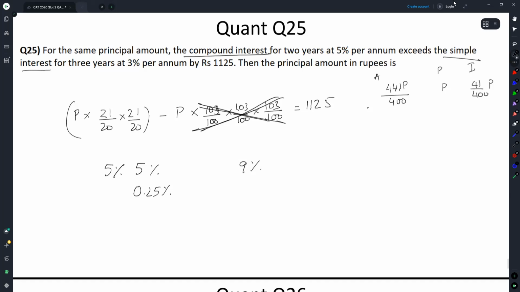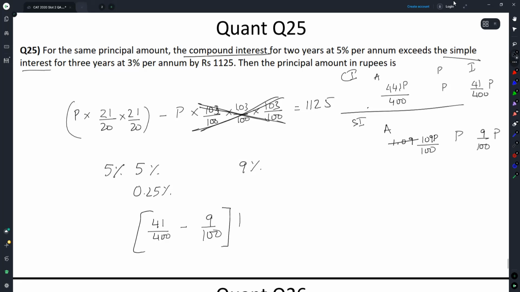In the other case, under simple interest, amount would be 3% for 3 years, so 9%, you would get 1.09p or 109p by 100. Principal is of course p. The interest here is 9 by 100p. We've been told 41 by 400 minus 9 by 100, whole thing p is equal to 1125.